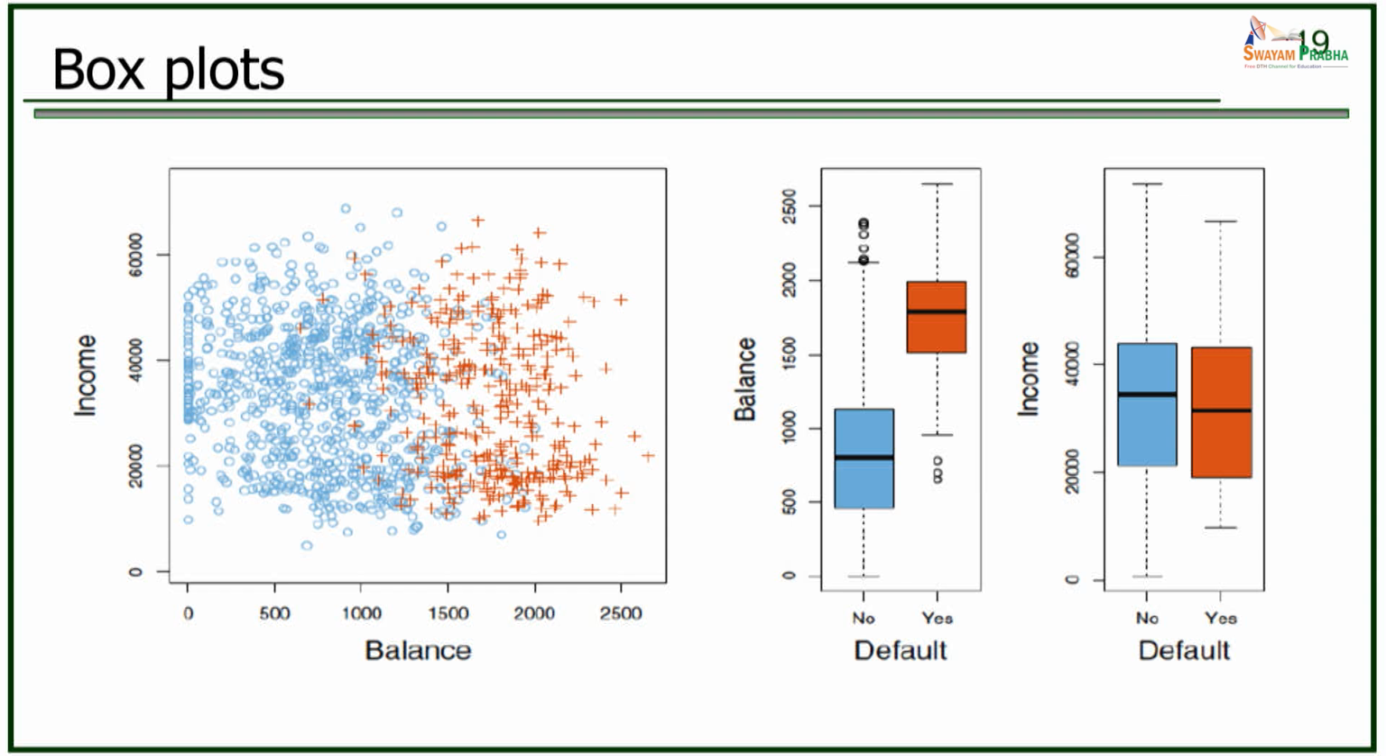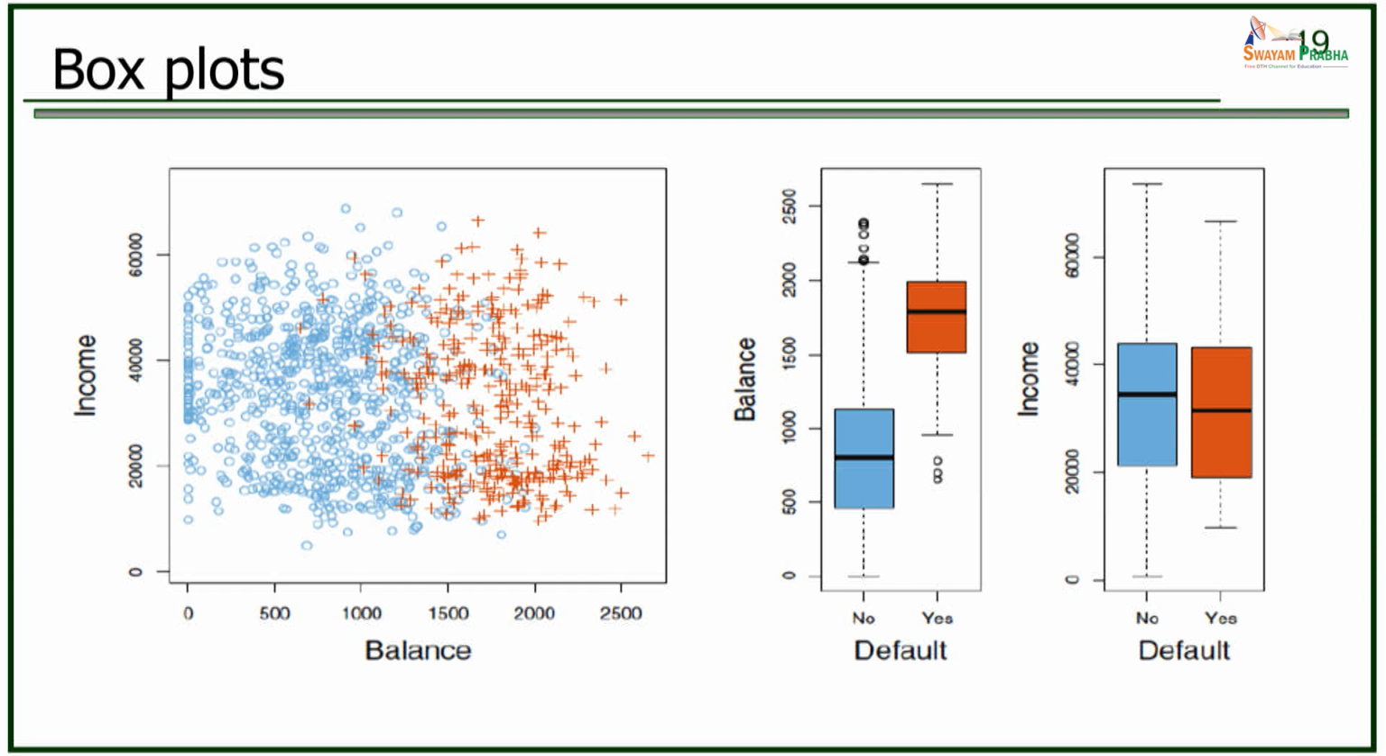Box plots are also interesting ways of displaying your data. And I show you a simple example here where we have income versus balance for people who owe money for credit cards. And the color code is, people who default are shown in the orange crosses. People who do not default on their credit card payments are shown in the blue dots.